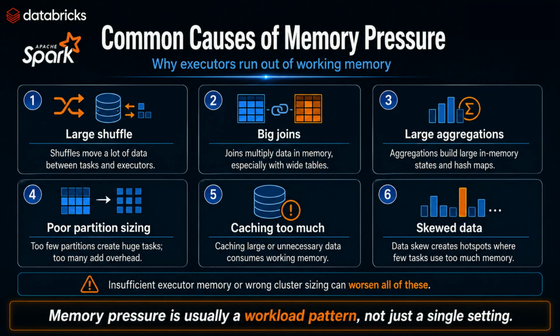Memory pressure is usually caused by the shape of the workload, not just one setting. Large shuffles can move huge amounts of data between tasks and executors. Big joins can multiply data in memory, especially when tables are wide or not filtered early. Large aggregations can build big in-memory states and hash maps. Poor partition sizing can create huge tasks if there are too few partitions, or too much overhead if there are too many tiny partitions. Caching too much data can consume memory that Spark needs for execution. Skewed data creates hotspots where a few tasks use much more memory than the rest. Insufficient executor memory or wrong cluster sizing can make all of these problems worse.